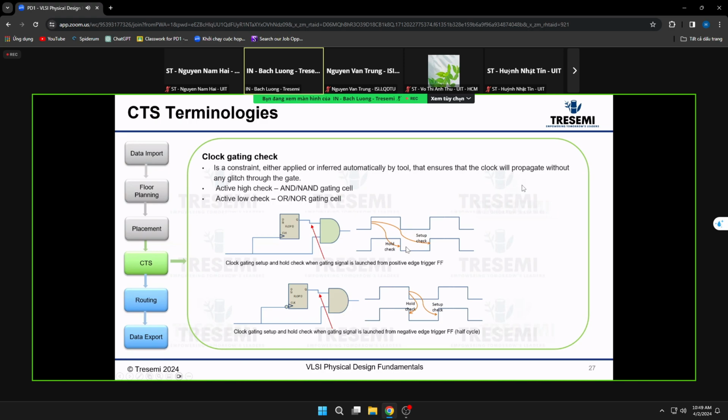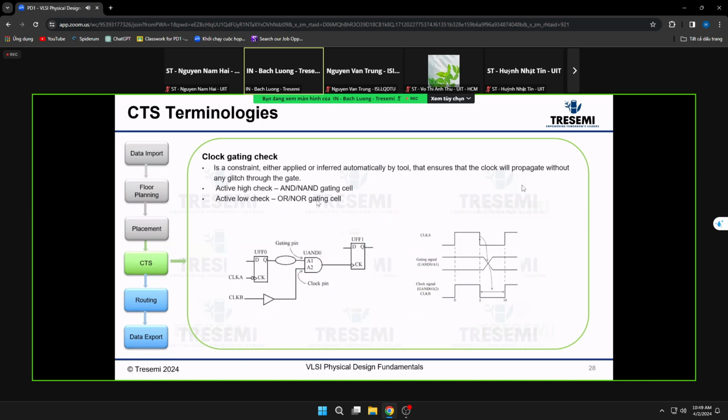And Phil, do you have a better way of explaining the clock gating checks than what I just mentioned? I think it's good enough. If you look at the NAND gate, right? So yeah, you want setup so that you won't have a pulse, right? You don't have a glitch, right?